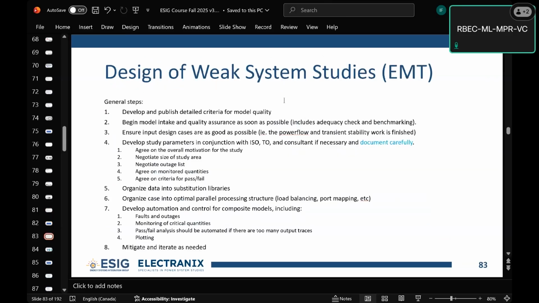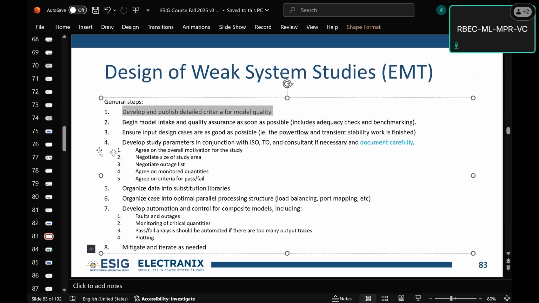Okay, I just have a couple of slides on the design of a weak system study. This is an old slide and I don't really love it, but let's go through it really quickly. General steps: we want to develop and publish the criteria on model quality. So this is on the back end. We need to have the model quality criteria.